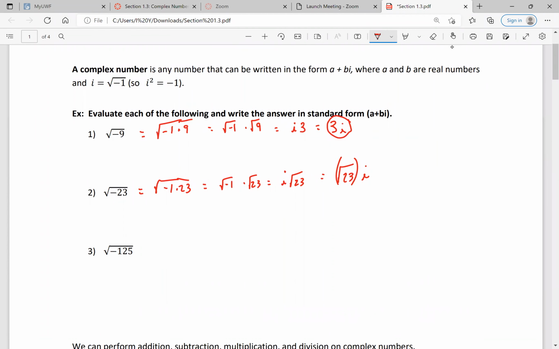Here, I have the square root of -1 times, and I'm going to go a little further, 25 times 5. Now this is the square root of -1 times the square root of 25 times the square root of 5, which gives me i times 5 times the square root of 5, which is 5 times the square root of 5 i.